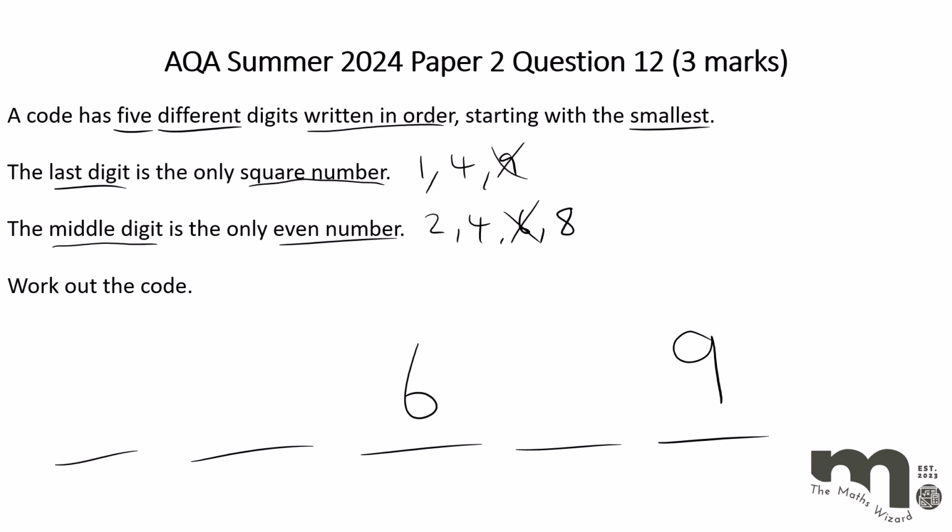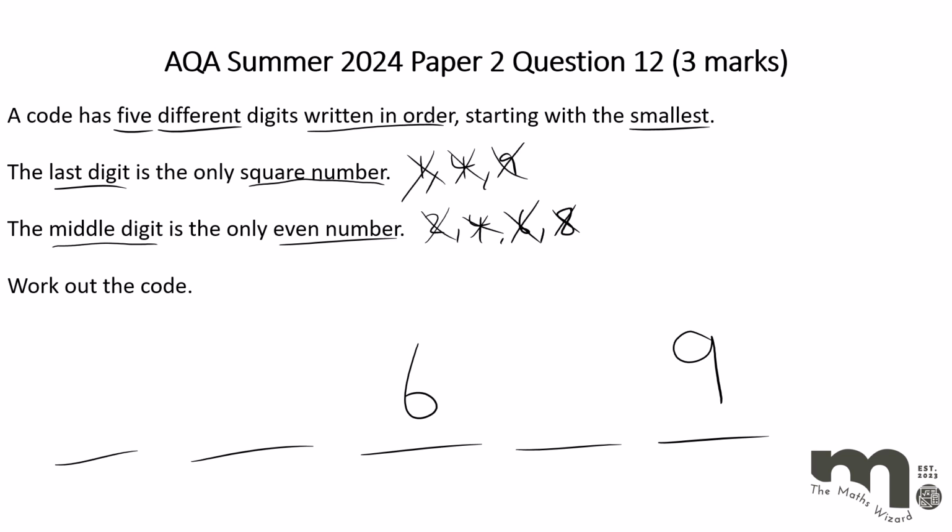So we know now the rest of the numbers have to be odd, because it says that the middle digit is the only even number. So that rules out this one, and this one. Obviously we can't use 4 as well because that's an even number, and the only square number is that final number, which is the 9, so we can't use the 1 either. So we're only going to be left with odd numbers now.